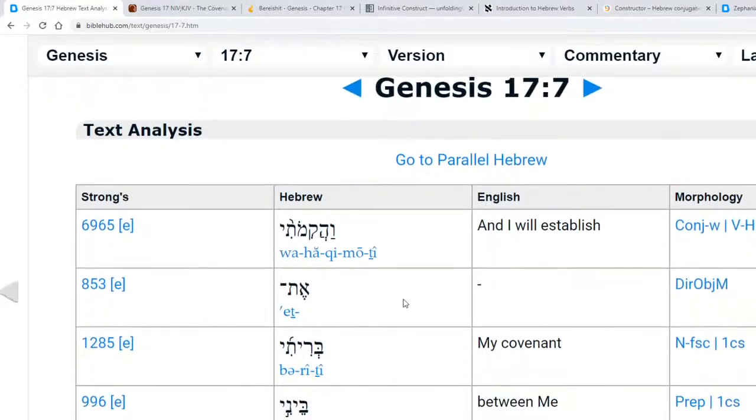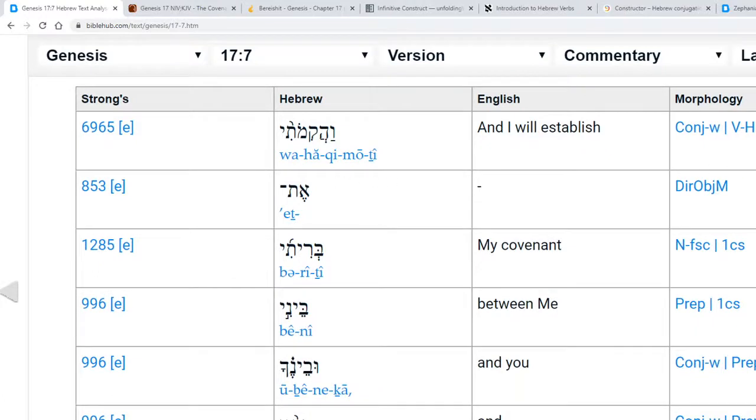Very interesting. So the root here, with the conjunctive vav, is kuf vav mem, I would say, to rise, and this is in the hifil, I will establish, right? I will cause to rise, or I will establish. Hakimoti is in the perfect, but the vav is flipping it into the imperfect, right? From the completed into the incomplete. And I will establish, and it's in the first person common singular.